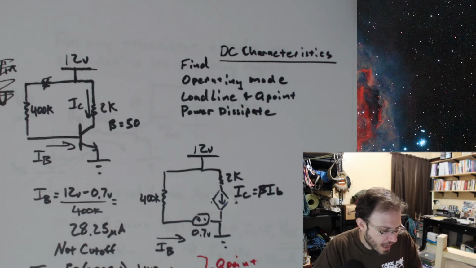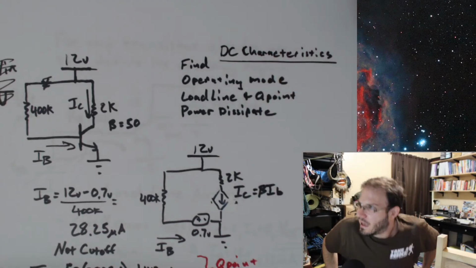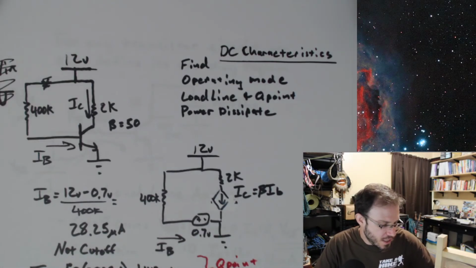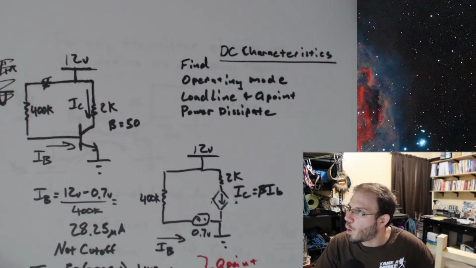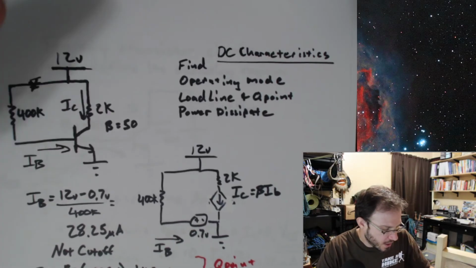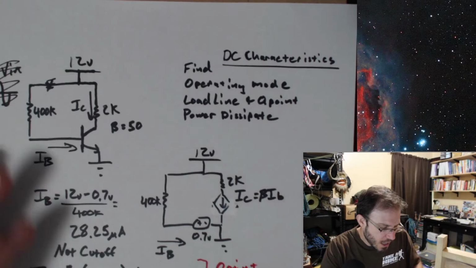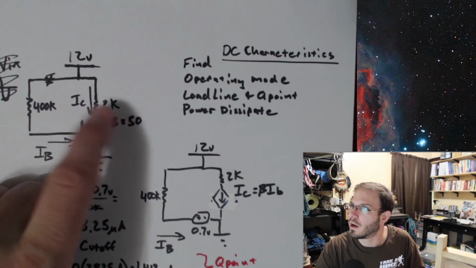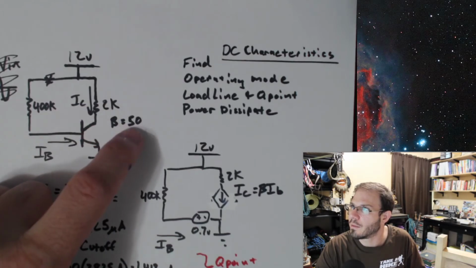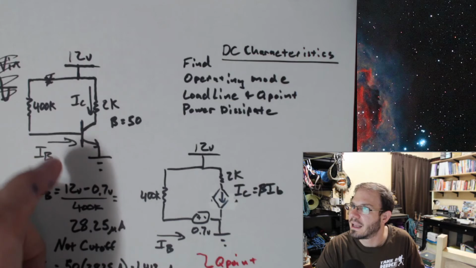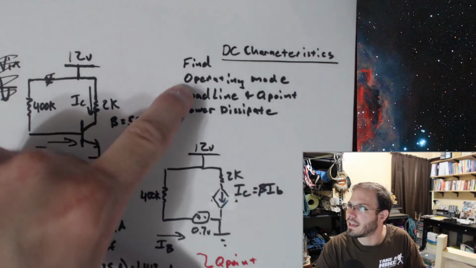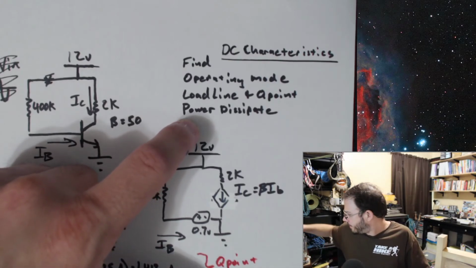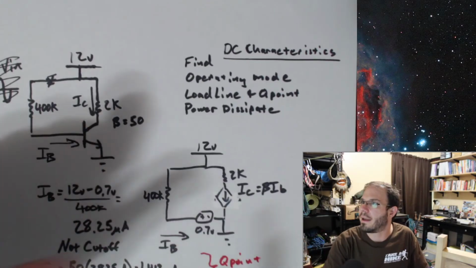Okay, so I did forget to record that last 15 minutes. So what I'm going to do is just run through while I have the notes here and overview what we just did over the last 15 minutes for the sake of completeness. So we're going to go ahead and solve for everything we want to do about this circuit: the 400K, 2K, transistor with a beta equal to 50, 12 volts applied. And we want to find the operating mode, the load line and Q point, and the power dissipated. So let me run through that.